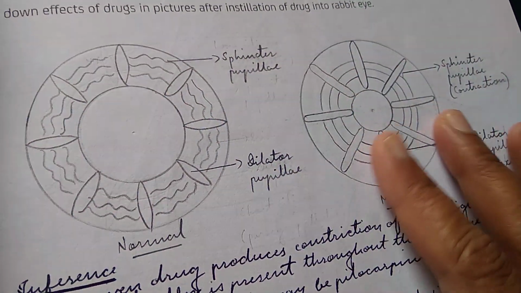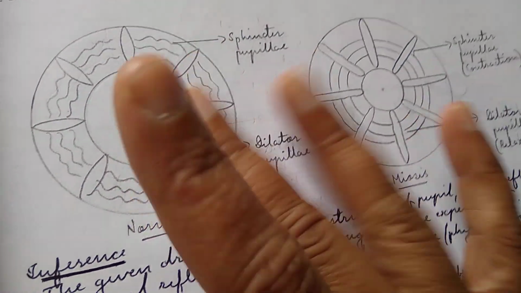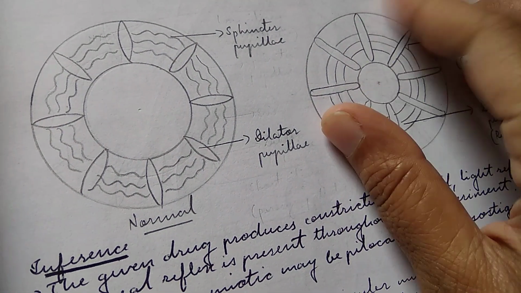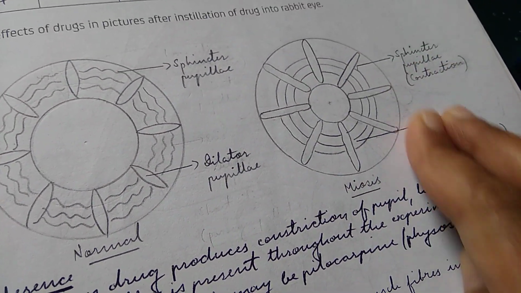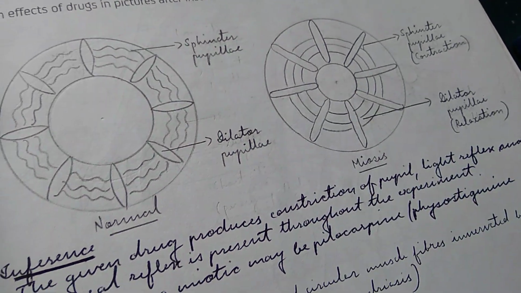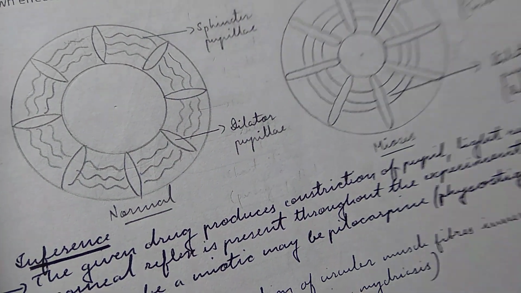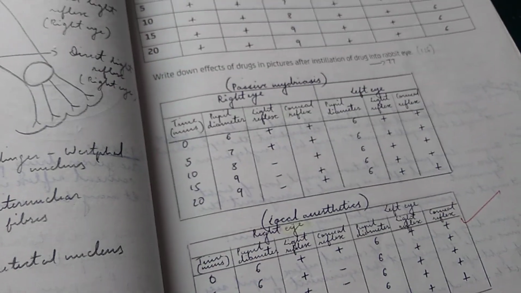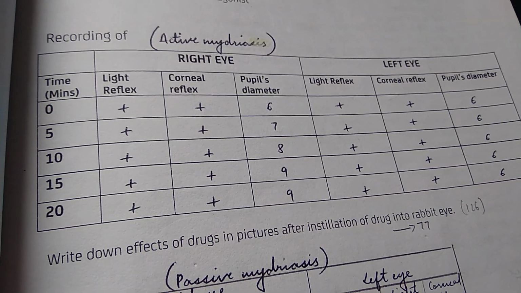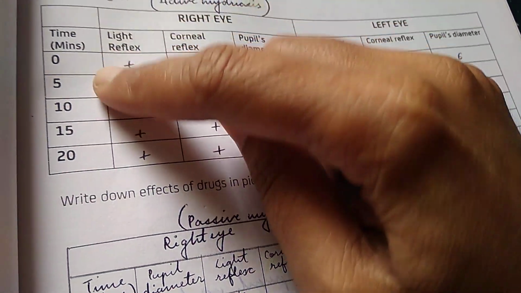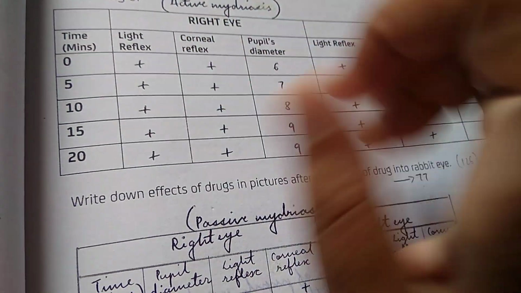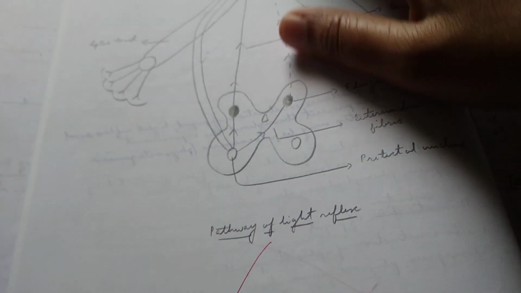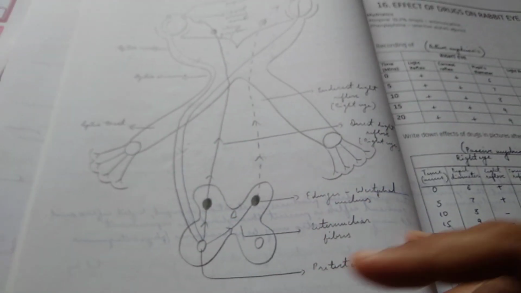How the pupil dilates, how the pupil constricts. Oh, this is normal. So this is the miotic effect. So sphincter pupillae is helping, isn't it? So sphincter pupillae constricts, right? So which drug will you put and what will be the effect? All that you will have to do here. So what drugs are they giving here? And the amount, the time that it has taken, the light reflex, corneal reflex, pupil's diameter. They have written the pupillary reflex here, the pathway of light reflex.